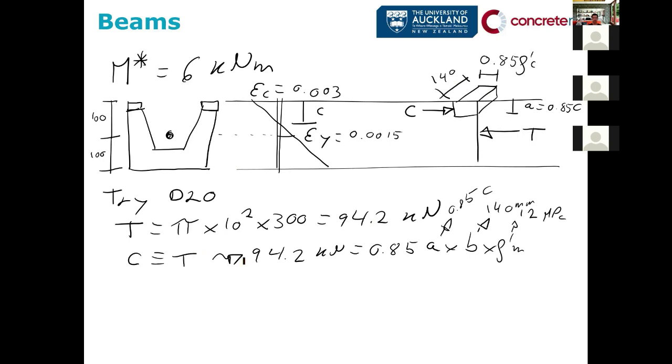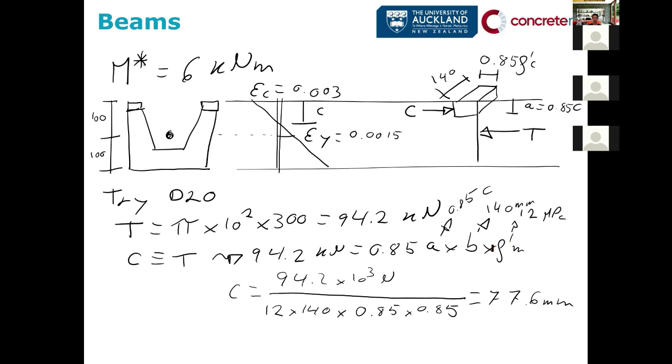For this section to be in equilibrium, we need the compression force to equal the tension force. So my 94 coming from the tension is equal to that block in there, which is 0.85 f'm, times a, which is 0.85 of c, times the width of the beam, and f'm. From there, we can extract c, and we get 77.6 kilonewtons.